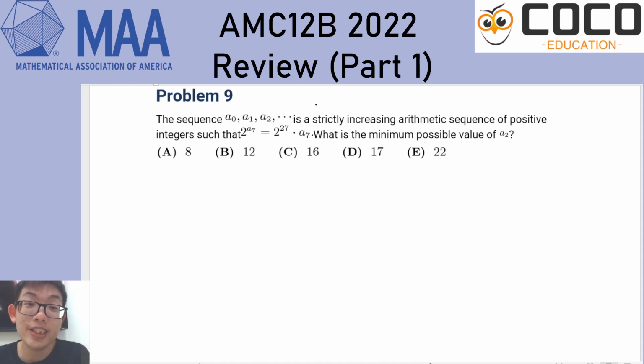Question 9. The sequence here is a strictly increasing arithmetic sequence of positive integers such that 2 to the a7 equals to 2 to the 27 times a7. Okay, that's interesting because it is basically an equation that only involves one unknown. And they are positive integers as well. So if they're positive integers, power of 2, power of 2, power of 2, it means a7 is 2 to the power of something. Let's call it 2 to the power of n.